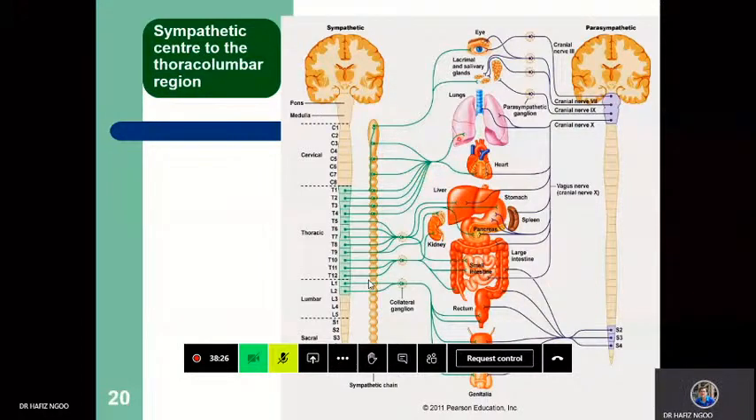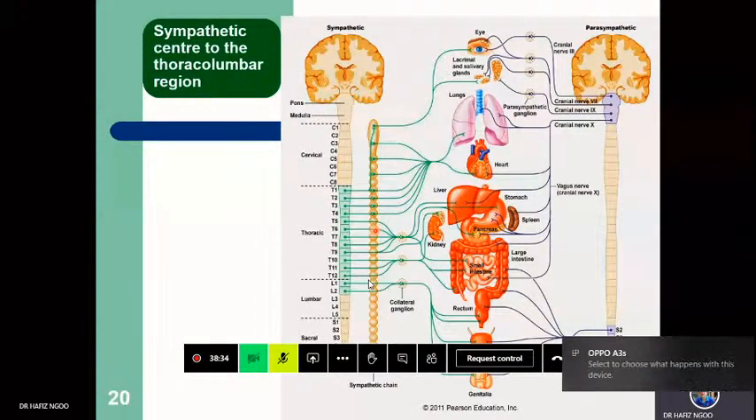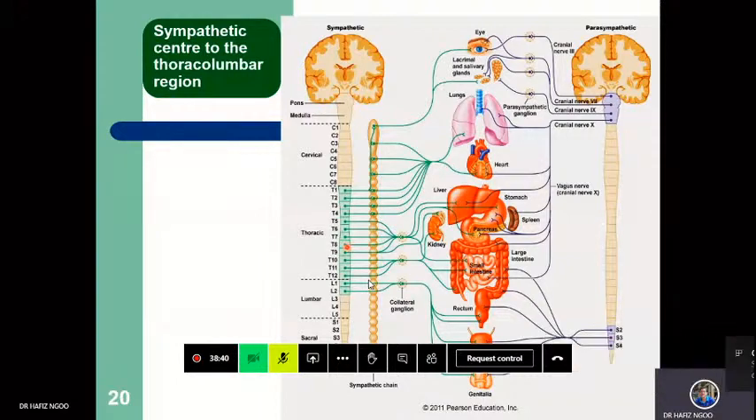The rest can synapse with many of the ganglia, not just one. On average, one fiber synapses with 1 to 20, but you don't have to know the numbers because this is just a guideline. So it is not necessarily that T4 synapses only with the ganglion at the T4 level. Sometimes it synapses higher up and goes down. These are just pictures to show you.